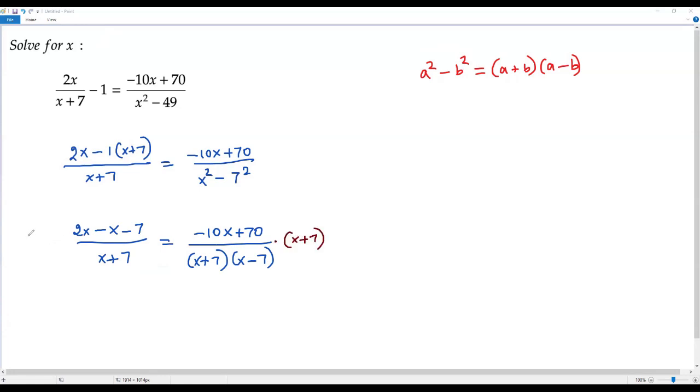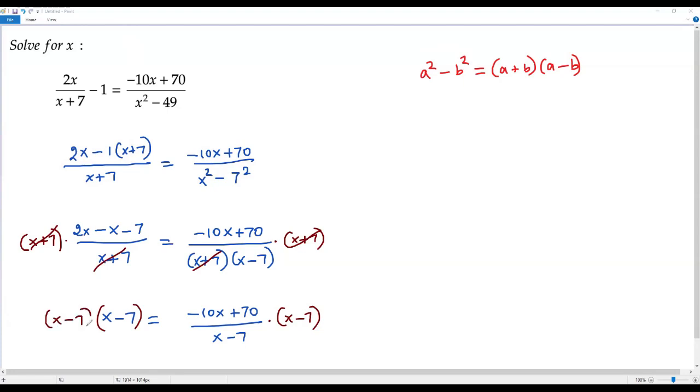Let me do it. Here the x + 7 and x + 7 will cancel out, and here the x + 7 and x + 7 will cancel out. To get the resulting equation, we can combine 2x - x, and I'm getting x - 7 on the left side. On the right side we have -10x + 70 over x - 7. Still we have a denominator on the right side, that is x - 7. To get rid of this denominator, I have to multiply both sides of the equation by x - 7.